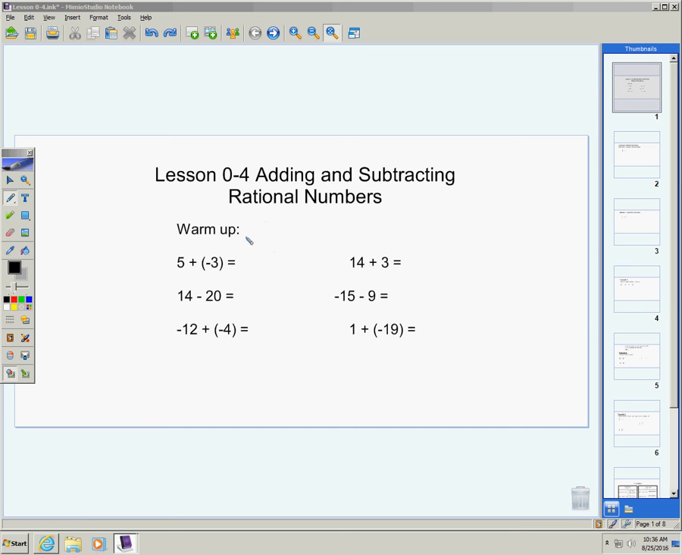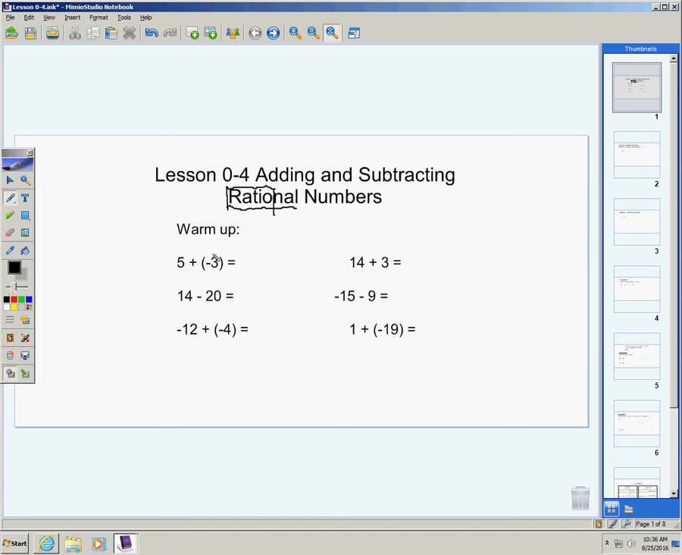So for this first lesson, we're going to be talking about adding and subtracting rational numbers. Remember, anything that says rational in it, you think of the word ratio, and hopefully that keys you into that it can be written as a fraction. Rational numbers are not always written as fractions, but they can be written as a fraction. So if you see ratio, that's your hint.